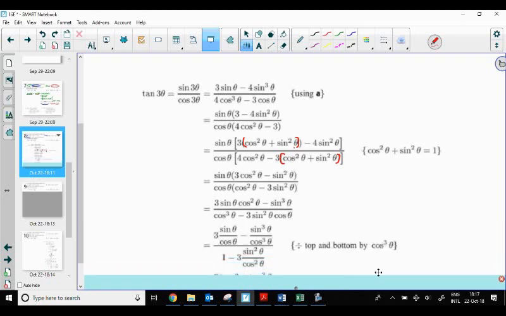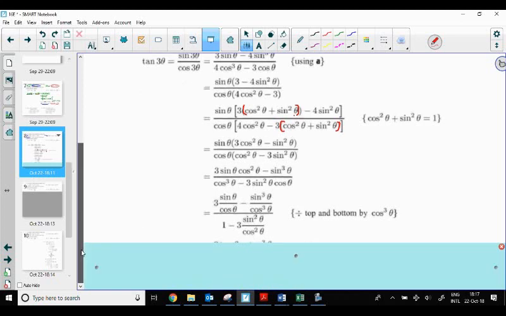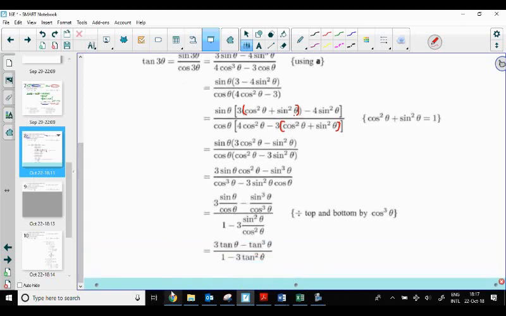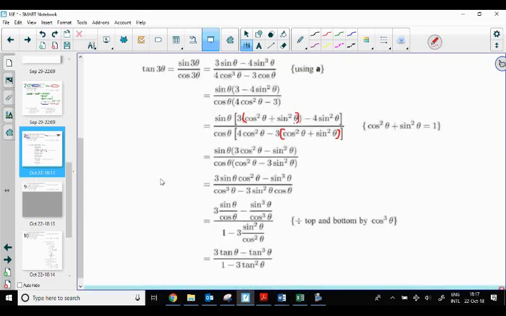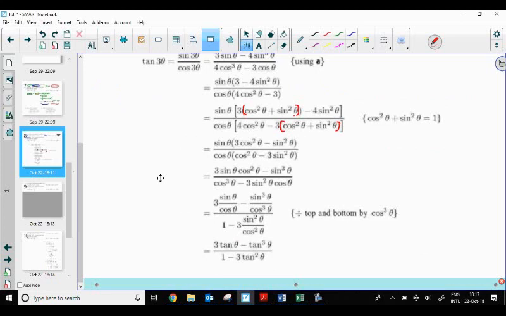Dividing the top and bottom by cosine cubed will give us this expression. And this is nice because now I'm seeing tangents showing up all over the place, right? Here's this 3 tangent, tangent cubed, tangent squared. And that's exactly what we're looking for. Remember, the instructions were to write tangent 3 theta in terms of tangent theta only. So that means tangent theta to any power.